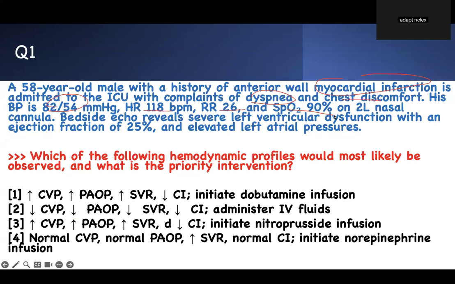Bedside echo reveals what? Left ventricular dysfunction. They've given away that this patient's left ejection fraction is worsening to 25%. That means you have a bad MI. Now we have what? Compromising severe left ventricular failure. It is going to present like the first case, the same thing. Which of the following hemodynamic profiles will most likely be observed, and what is the priority intervention?